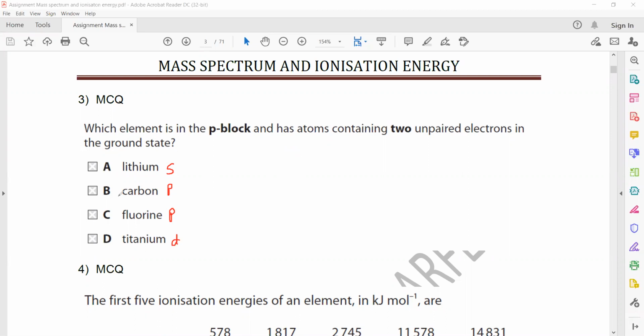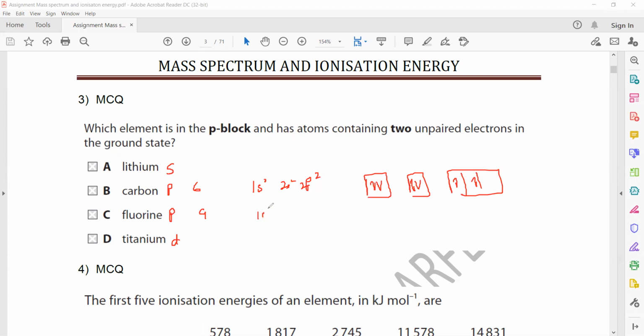And what about carbon? The atomic number of carbon is 6, whereas the atomic number of fluorine is 9. So when we write the electronic configuration for carbon, it will be 1s2, 2s2, 2p2. So in the electron in a box model, 1s has 2 electrons, 2s has 2, and 2p will have 2 unpaired electrons.